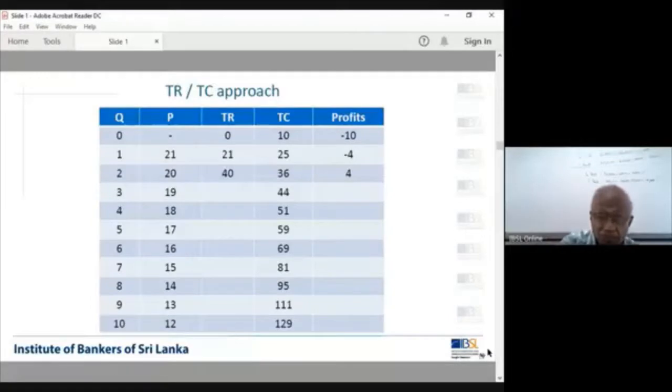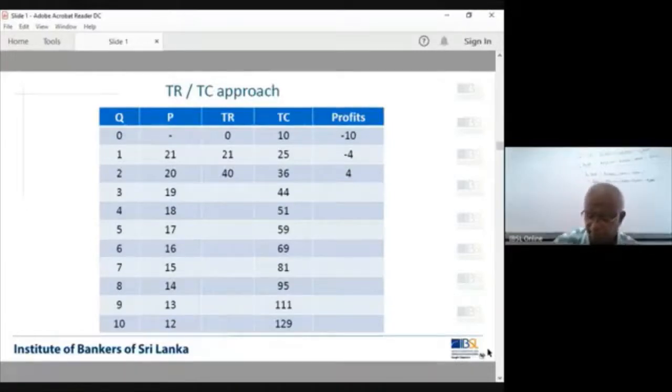Profit changes. Profit increases up to this point, 6. After that, it starts decreasing. Profit increases, then decreases. Then the corresponding output level is called the profit maximizing output, and I think here it is 6. You calculate TR, TC, profits, then get the maximum profit.